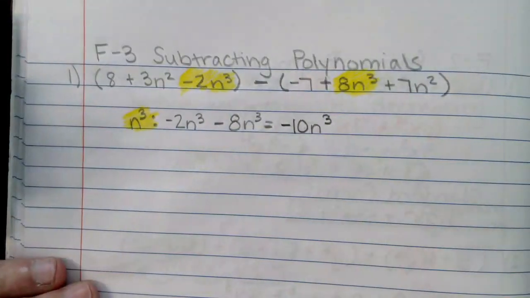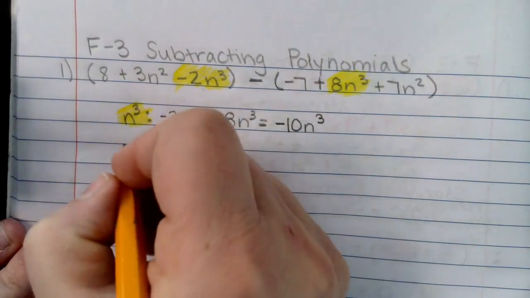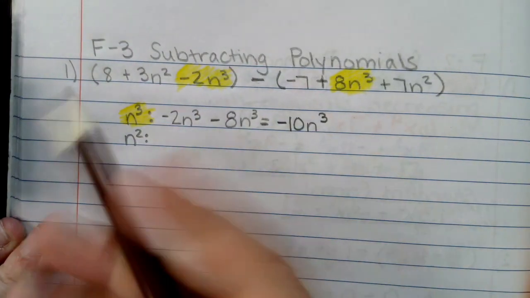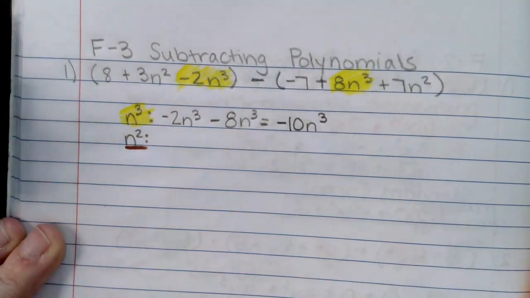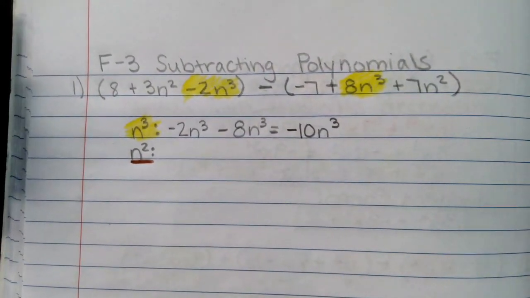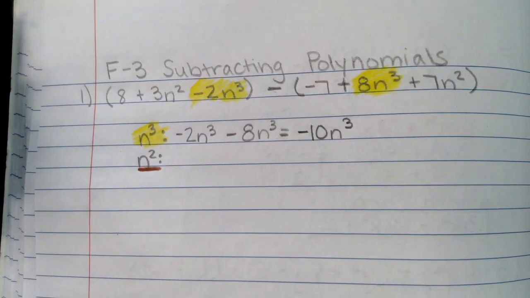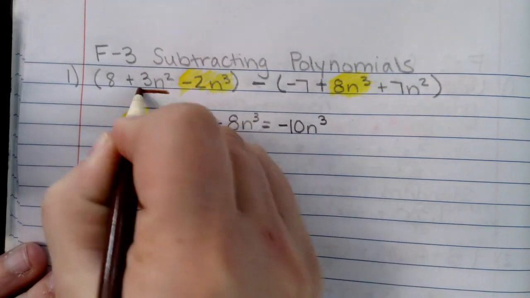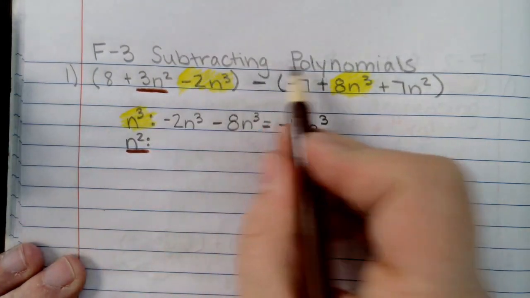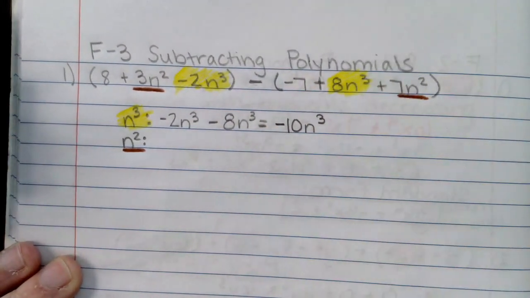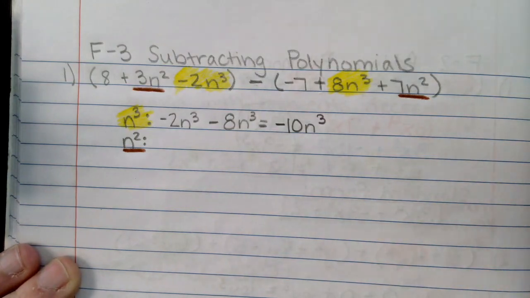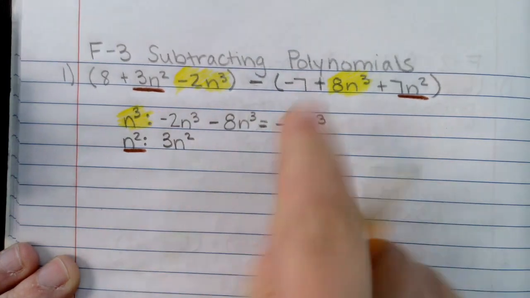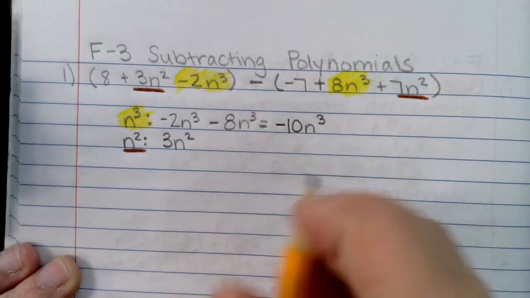After n to the third, what's next? n to the second power. I'm going to underline those ones. So anywhere I see n to the second, I'll underline. That way it just stands out to me. So n to the second, I got that 3n to the second. Any in the second trinomial? 7n to the second. So I'm going to do 3n to the second power minus 7n to the second power.